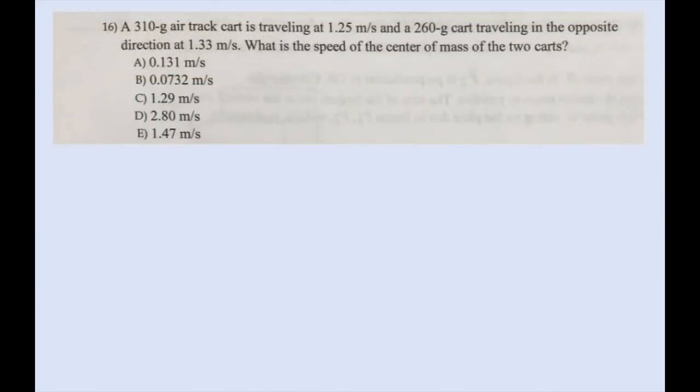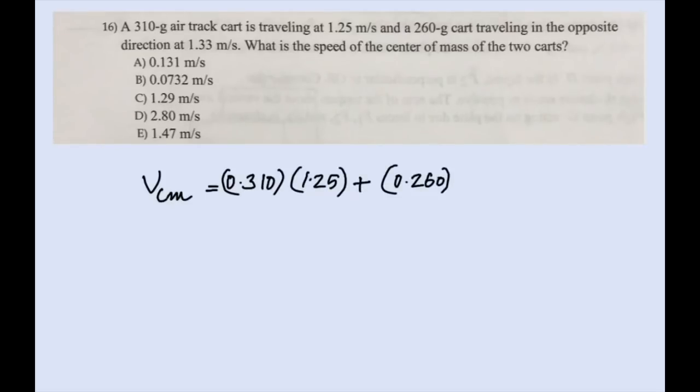Now in this question, a 310 gram air track cart is traveling at 1.25 meter per second, and then a 260 gram cart travels in the opposite direction at 1.33 meter per second. You have to find the speed of the center of mass of the two carts. Now, just like we find the position of the center of mass, we have this formula where velocity of the center of mass is mass times velocity of the individual particles divided by the total mass. So now you got to change this into kilograms.